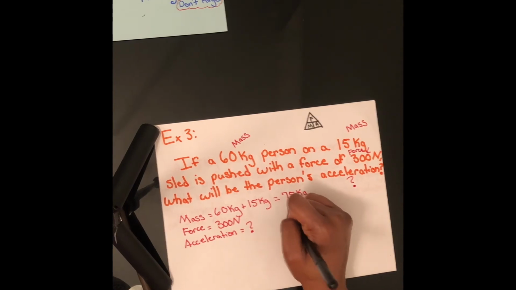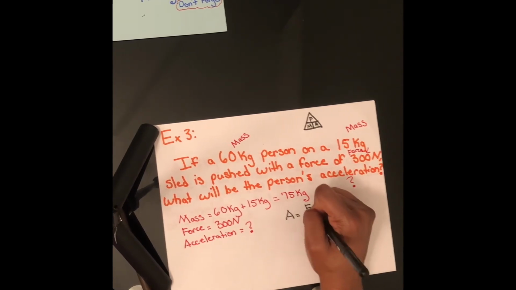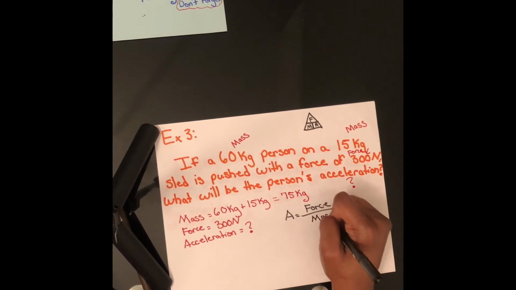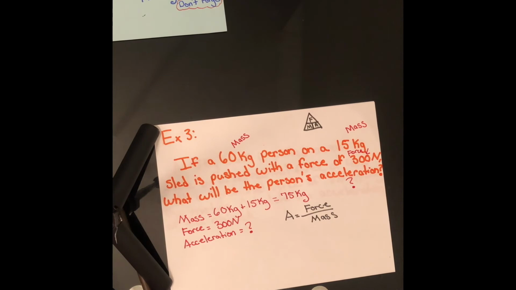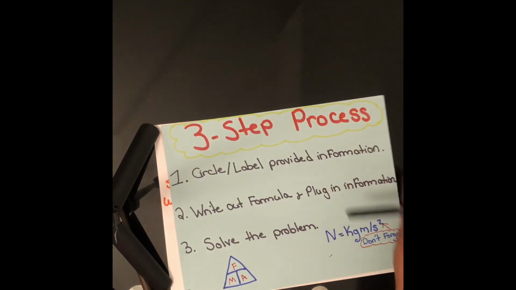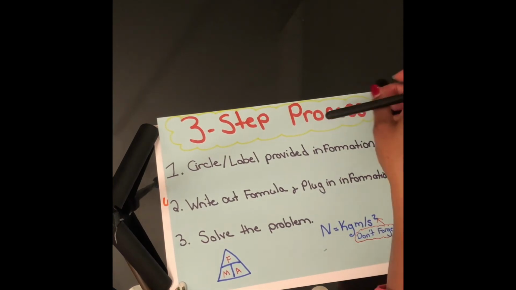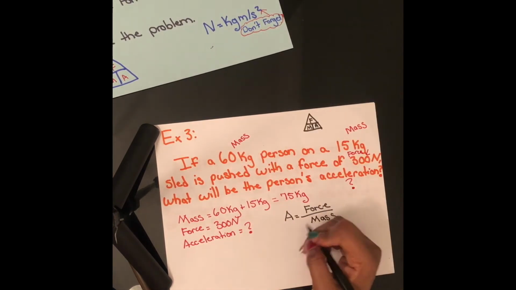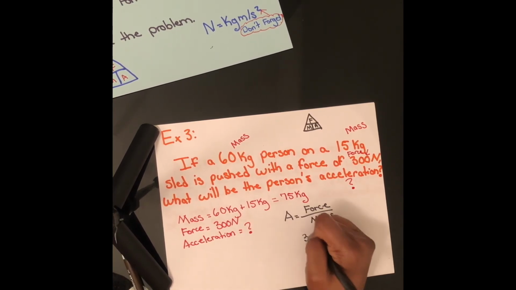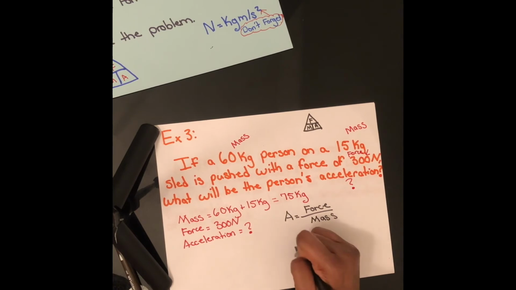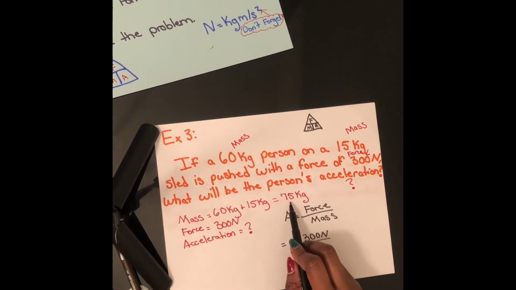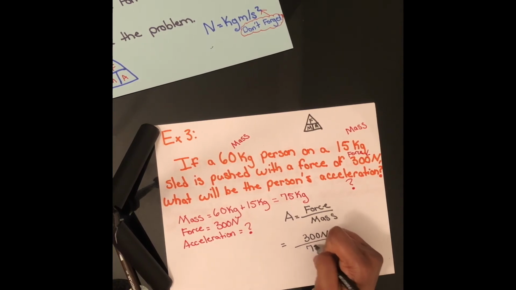So acceleration is equal to force divided by mass. Now, step 3, now that we've written out everything, we have plugged in everything, now we are going to solve. So force is 300 newtons divided by the mass, which is a total of 75 kilograms.